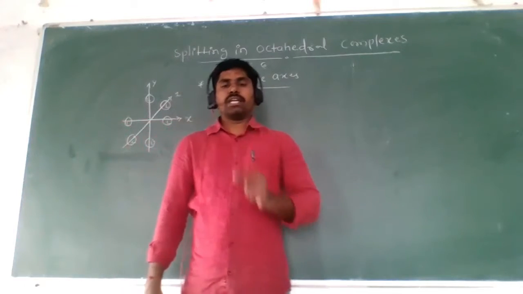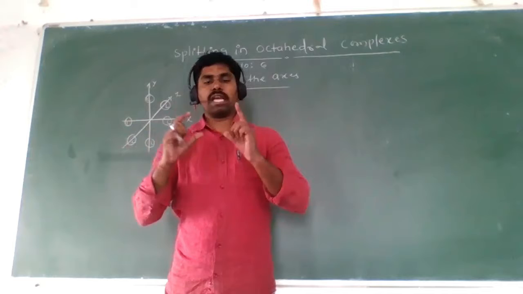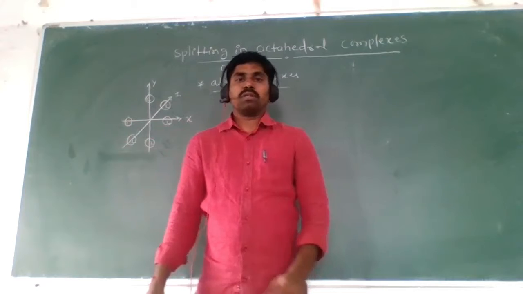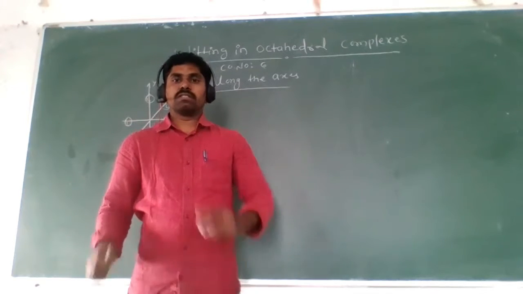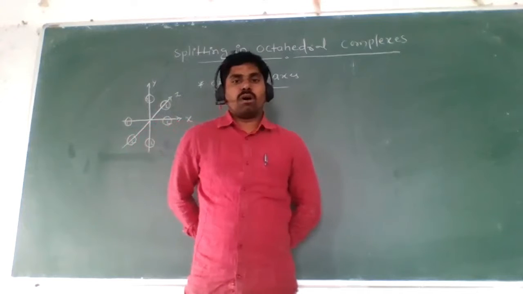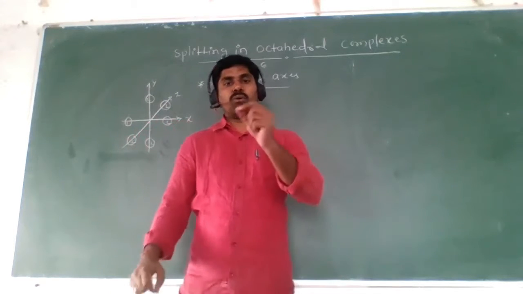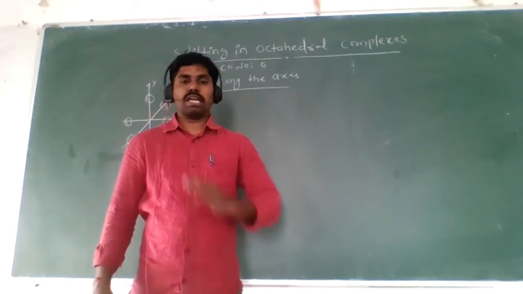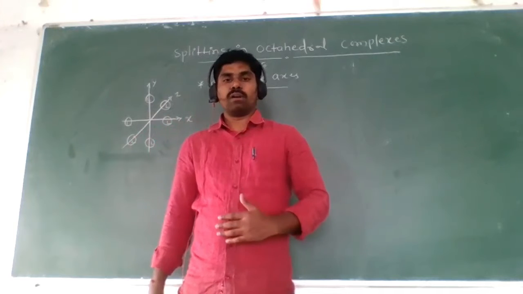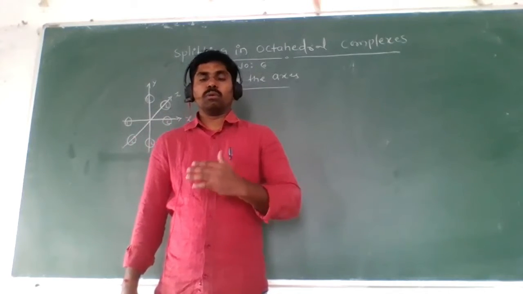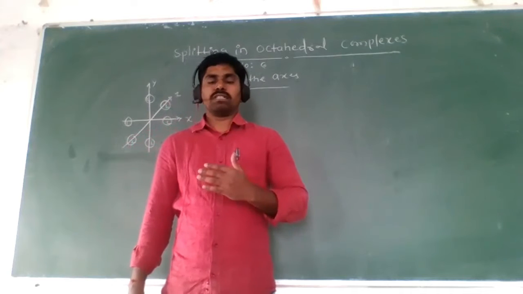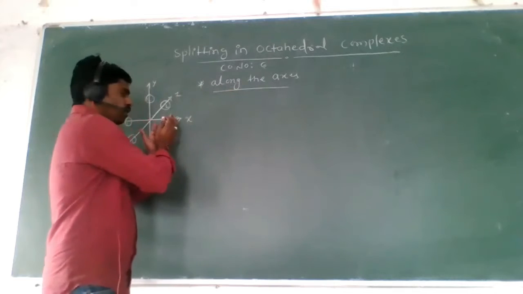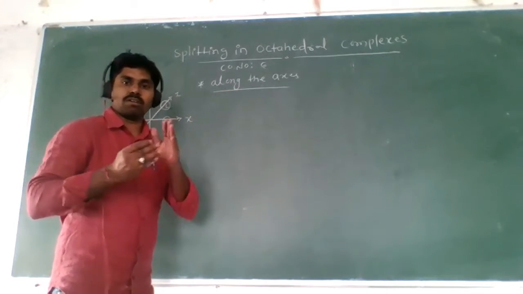When the ligands enter toward the central metal atom along the axis, the energy of the two Eg orbitals, which are oriented along the axis, increases. The energies of the Eg orbitals increase due to the repulsion between the Eg orbitals and the ligands. The point is, the ligands approach the central metal atom along the axis.